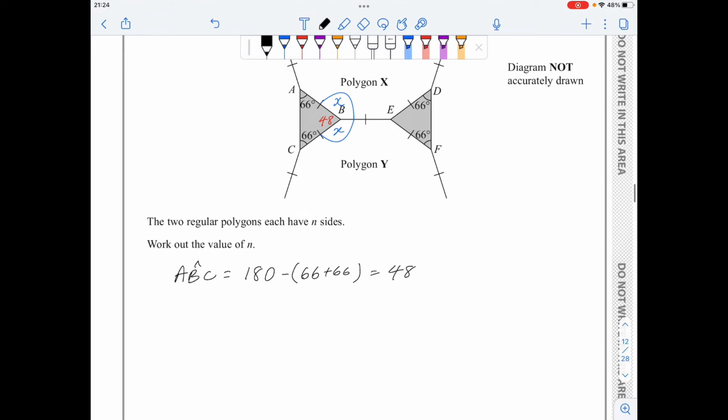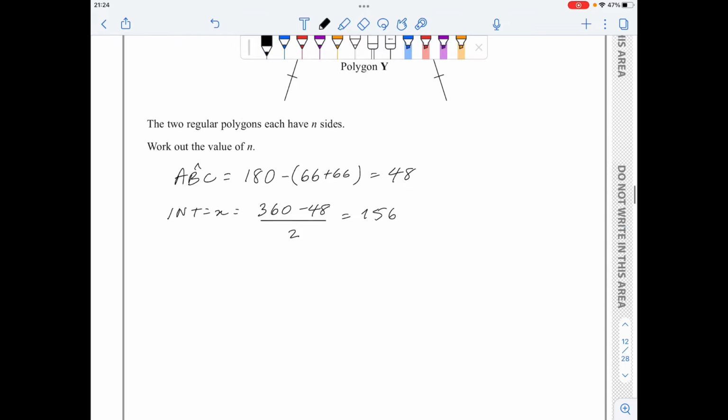Now to find this interior angle, I will do the following: 360 minus 48 divided by 2. It comes out to be 156. And then to find the number of sides, you can either work with this interior angle or find the exterior angle, which is 180 minus 156, and work out with the exterior angle. I will proceed with method 1 using the interior angle.